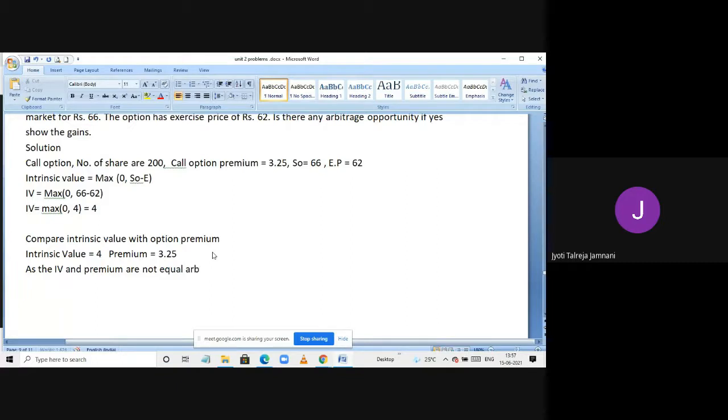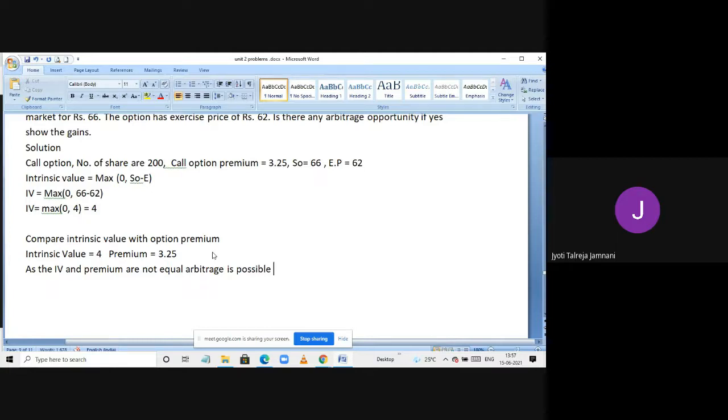arbitrage is possible. Okay, now if it is possible, we need to find whether the option is undervalued or overvalued. Now how do you find whether the option is undervalued or overvalued?